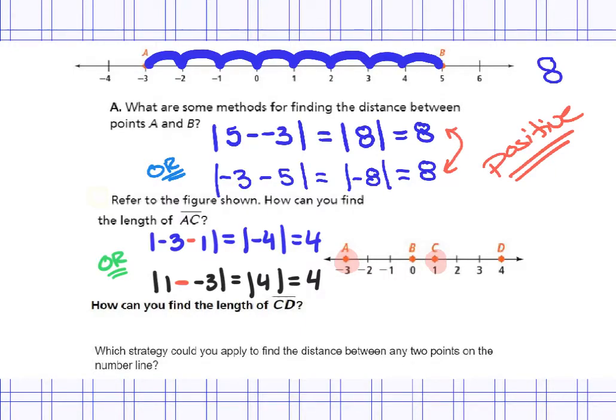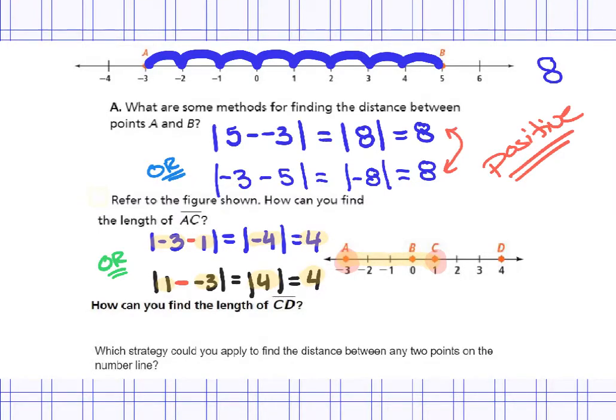As you can see here, I first chose to use -3 subtract the +1, and I got the absolute value of -4, which yields a distance of 4. If you chose to do the other way, let's say you chose to do 1 subtract -3, you'll get the absolute value of +4, which is also 4. So the distance between -3 and 1 is 1, 2, 3, 4 spaces.